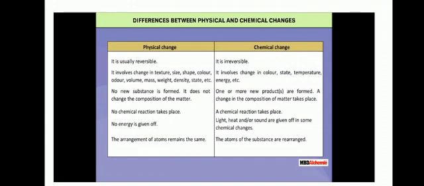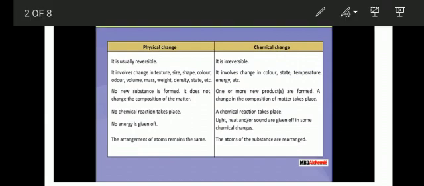So here, if you look at the differences between physical and chemical changes, you will find physical change is a reversible change. As we have seen in the case of water, it can be converted into ice and ice can be reverted back into water. Chemical change is irreversible. If you burn a paper, the paper turns into ash and ash cannot be reverted back.